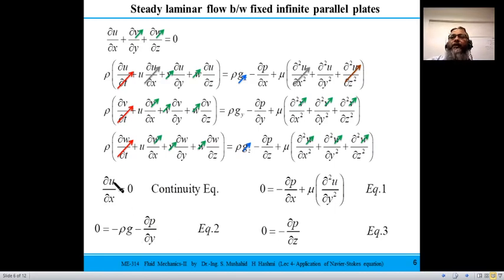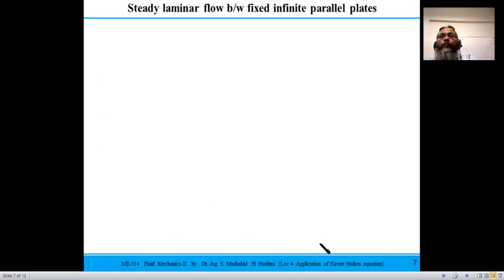If you look more closely at these equations, our variables of interest here are u and pressure. These are the 2 unknowns, and obviously they are changing with x, y and z. Let's see how we solve this set of equations.